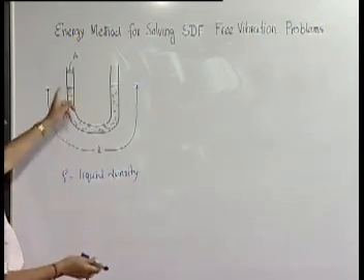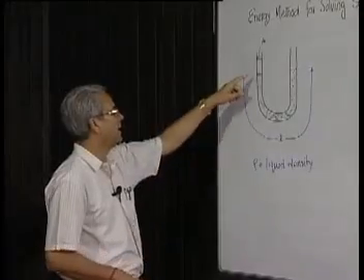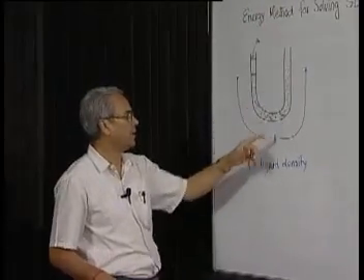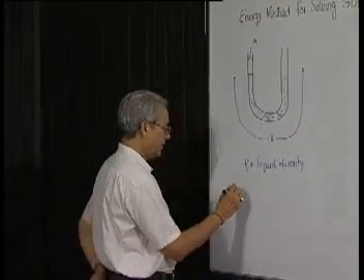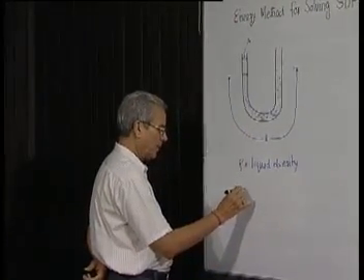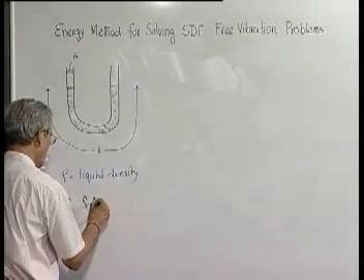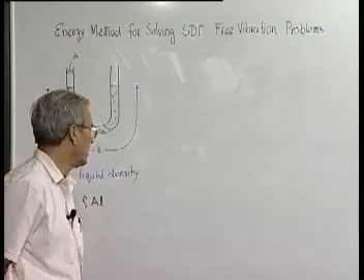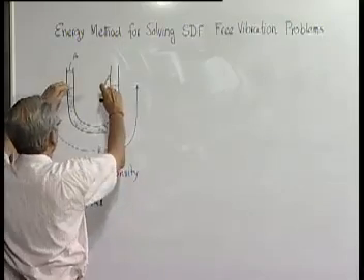The cross-sectional area of this tube is constant and is equal to A, and the total length of this liquid column is L. Thus, the mass of the liquid column is nothing but rho into the volume of the liquid column, that is rho A L, the total mass.